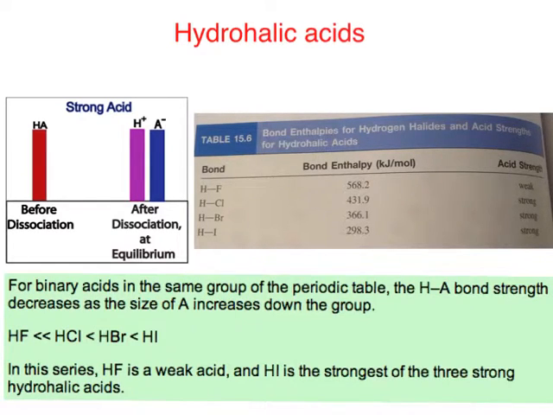The question is why does the bond energy decrease down the group? This is related to lattice energy. If you recall lattice energy, there are two factors that determine the lattice energy of a substance. One of them is the strength of the bond between the positives and the negatives. And the other one is the size of the atoms. So let's have a quick look at the size of these atoms and see if we can determine why HF has the strongest bond and therefore is the weakest acid.